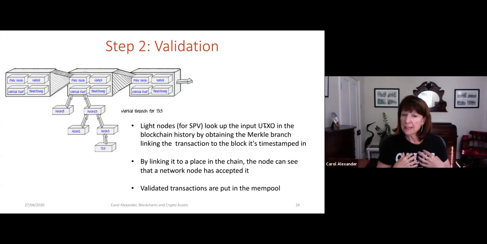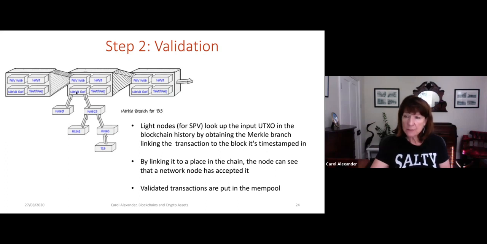So that UTXO, say TX3, has a history. And that's what the light nodes do. They look up the history. So they find the hash of that transaction, they trace the hash, and then the full node will just give them this part that they need to check that hash and this hash and that hash, and that everything was correct in the Merkle root.